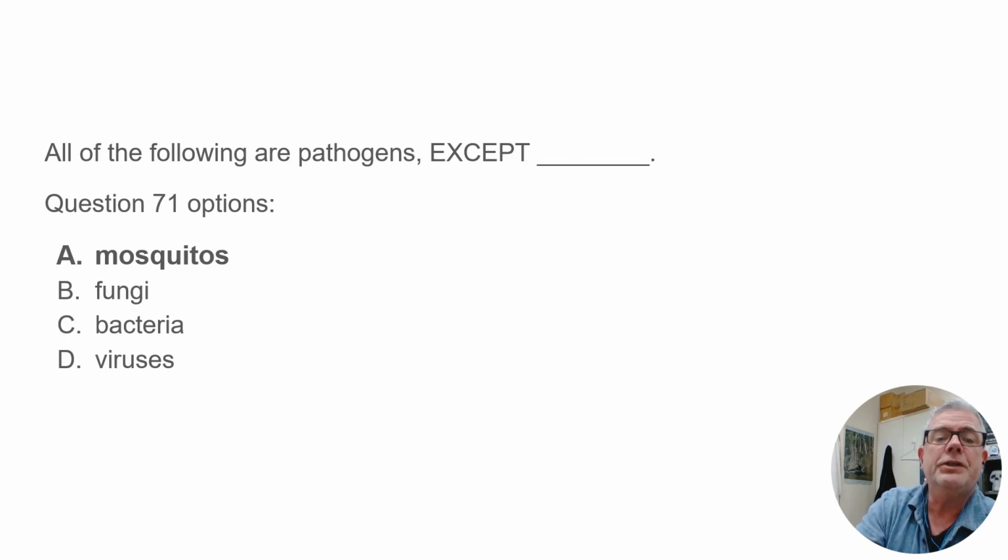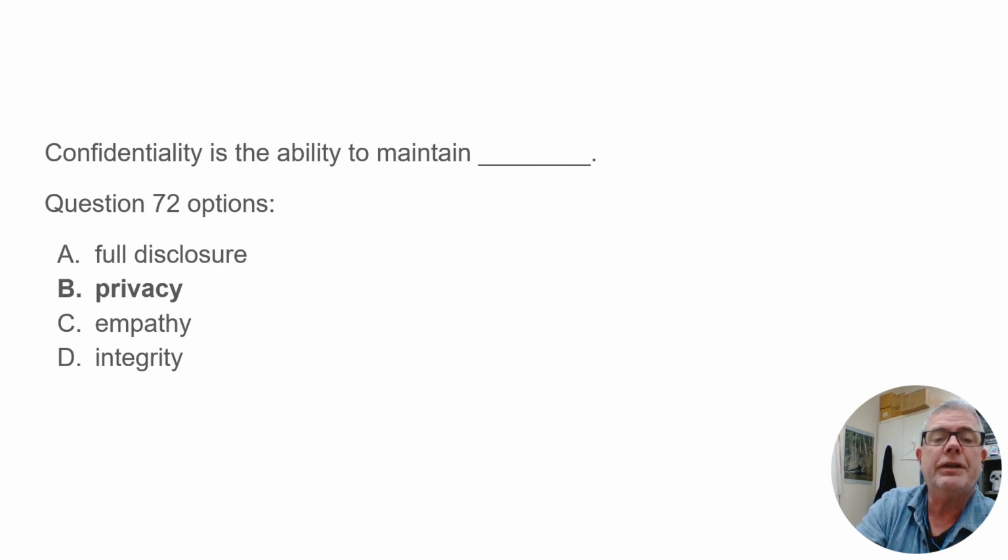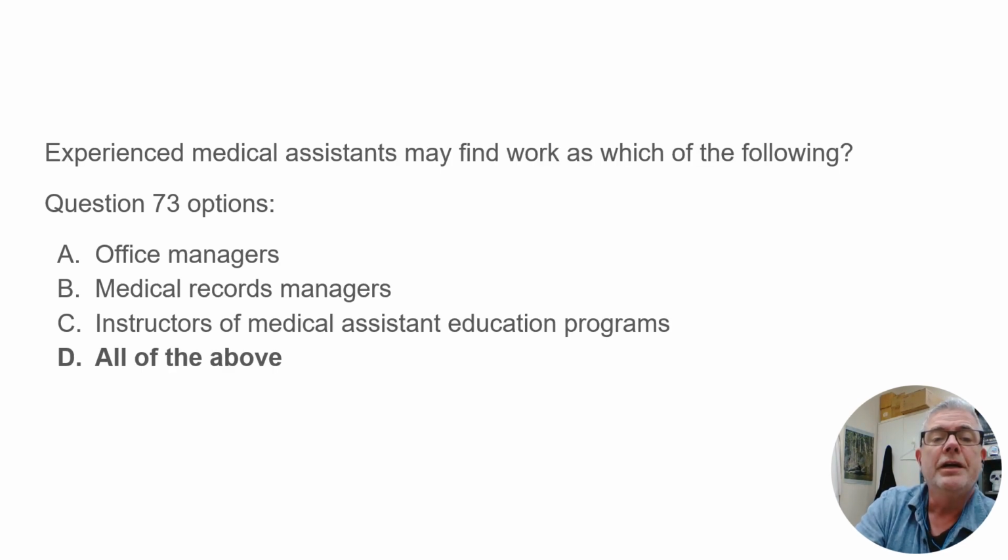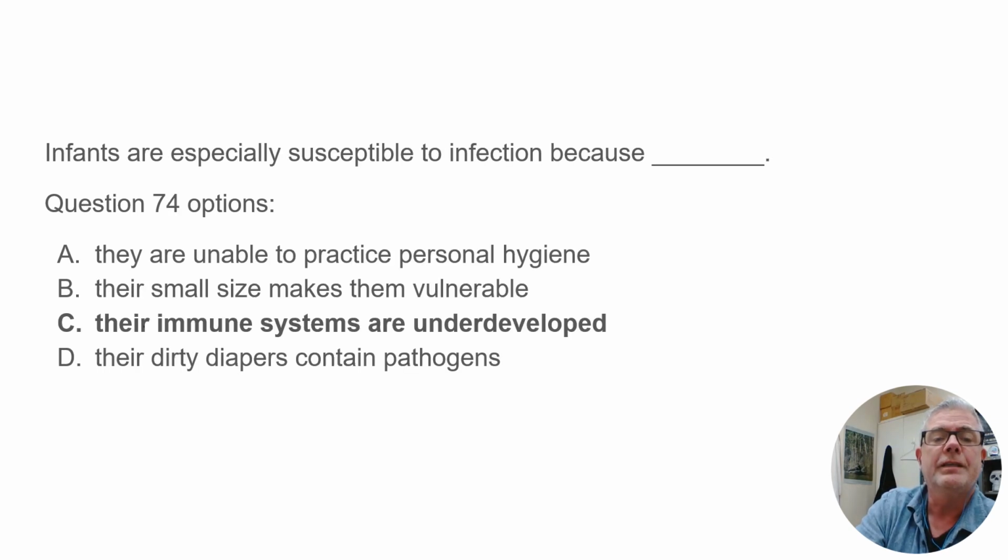All the following are pathogens except mosquitoes. We talked about that. Confidentiality is the ability to maintain privacy. Experienced medical assistants may find work as which of the following? They can be office managers, medical records managers, instructors of medical education programs, all of the above. I definitely got to redo this test.